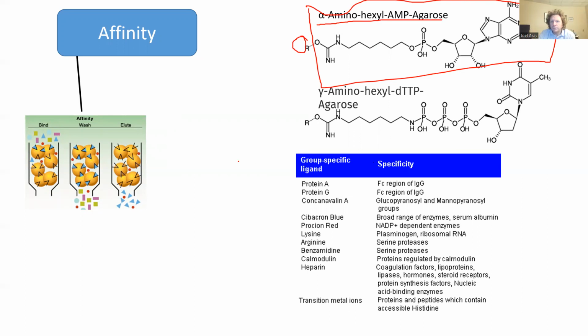Now, the affinity chromatography column that we're going to be using is this one right here, Cibacron Blue. This is a very effective molecule for binding a very wide range of proteins, including those that bind NADP or NAD plus, which is our lactate dehydrogenase.